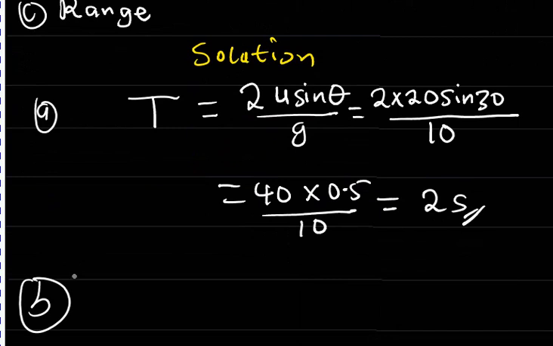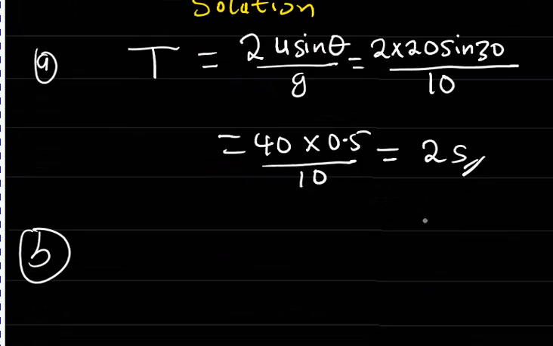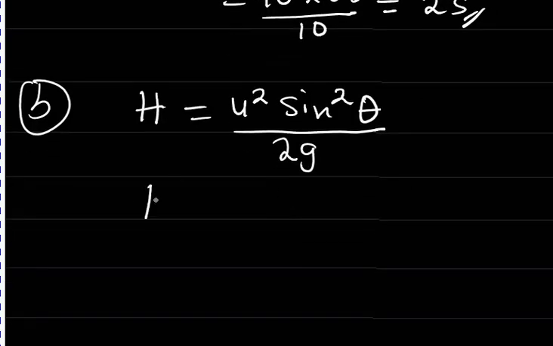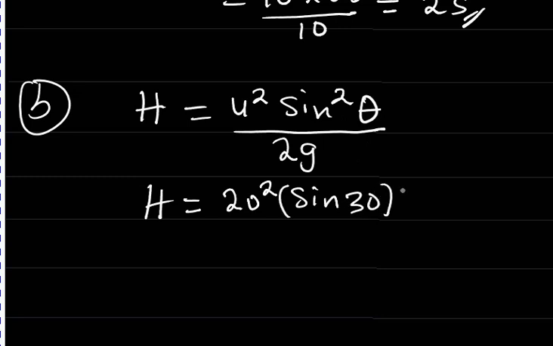For B, we are looking at the maximum height. Don't forget the formula for maximum height. The maximum height attained by the projectile is u square sine square theta, divided by 2g. So u is 20, so that's going to be 20 square. Then sine square theta is sine theta all squared, where theta is 30. Then divided by 2 times g, that is 2 times 10.